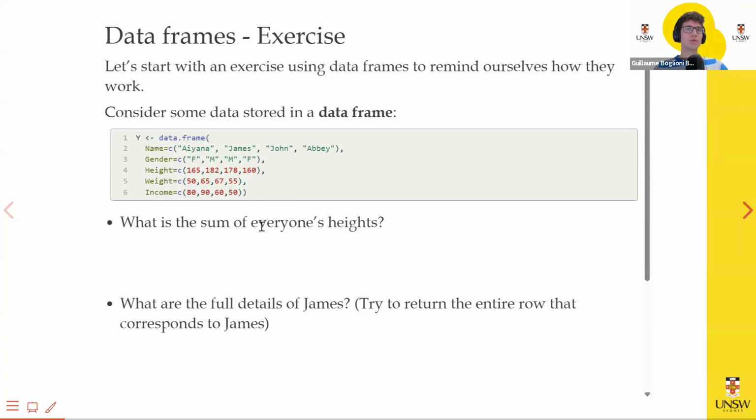Now, maybe you can try to do this before I show the solution. What is the sum of everybody's heights? Well, that's relatively easy because you can access heights using, if I call my data set y, y dollar height. So remember, this would be the vector that contains the height of everybody in the data frame, and then you get whatever this number is. The sum of all those numbers.